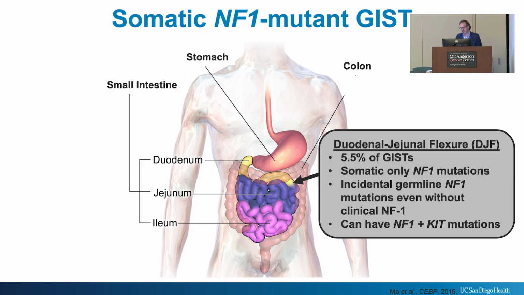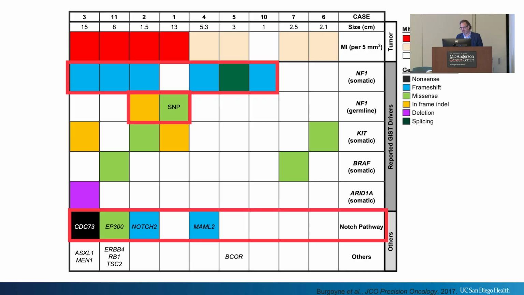So right at the transition from the duodenum to the jejunum, as we were taking care of patients, we started noticing that we were frequently seeing these mutations in the NF1 gene, often in the absence of a hereditary NF1 syndrome or neurofibromatosis. Occasionally, we were seeing both as well. And we were even seeing some of these patients that had KIT mutations.